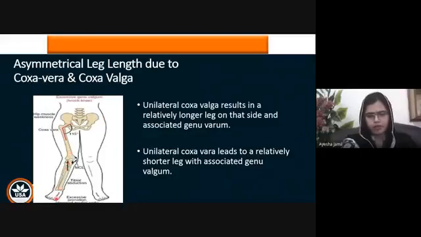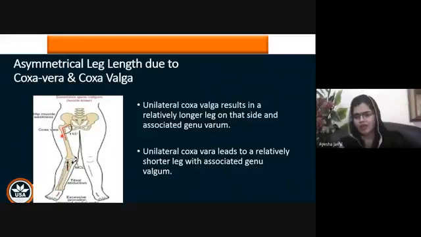The femur will move, tibia will move laterally. When the tibia moves laterally, this condition is known as genu valgum. So you can see over here, there will be genu valgum.